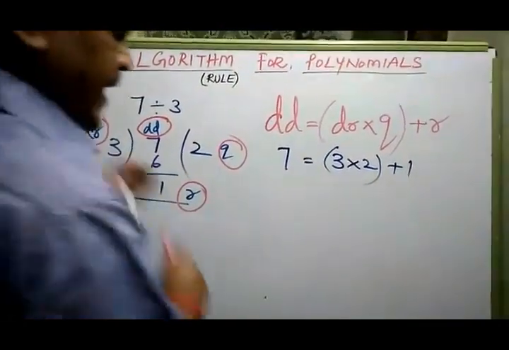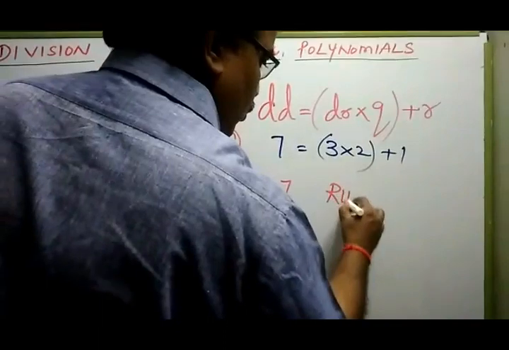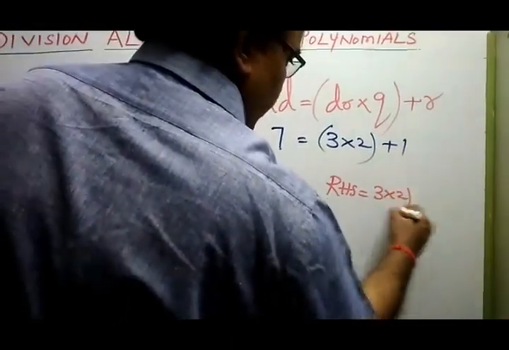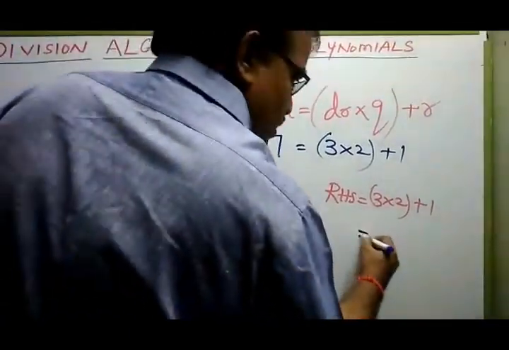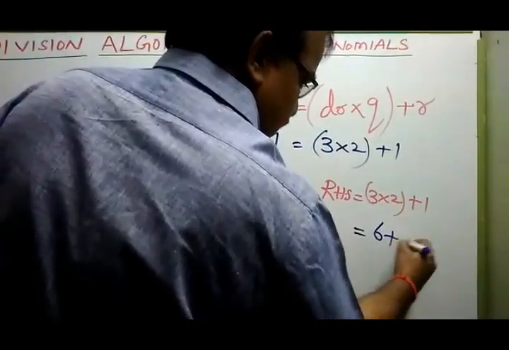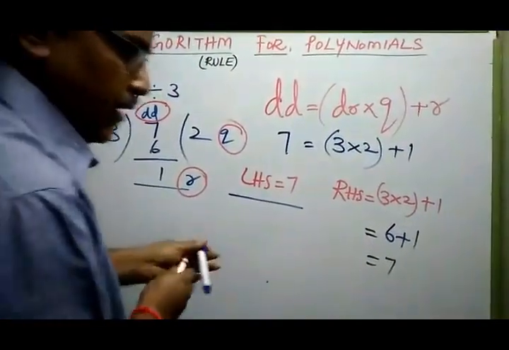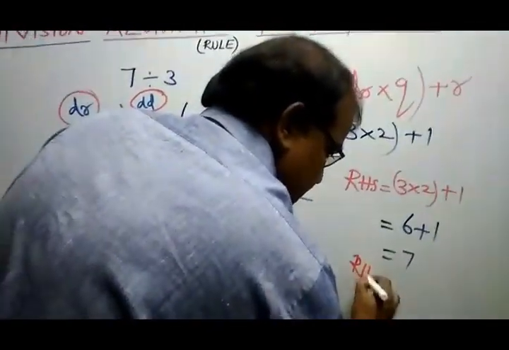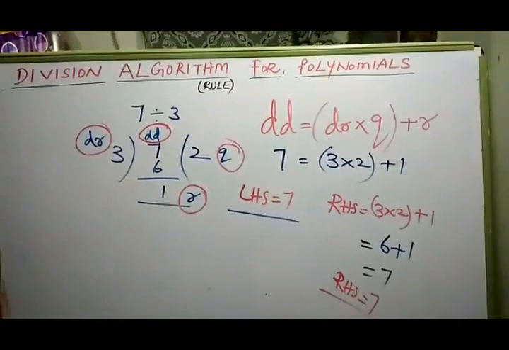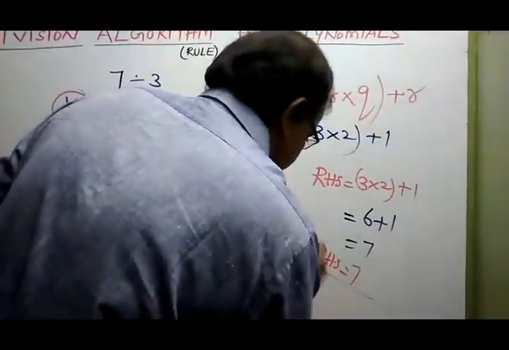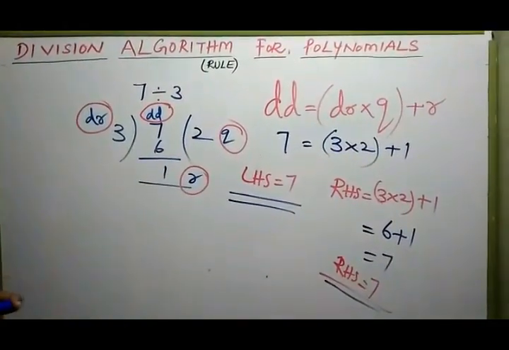How to check? Here, LHS is equal to 7. RHS is equal to 3 into 2 plus 1. Just I am checking. 3 2s are 6. 6 plus 1 is equal to 7. Here LHS is equal to 7, RHS is also 7. Therefore, the division algorithm is satisfied. So, this is the division algorithm. We checked this division algorithm for long division. It is for arithmetic.